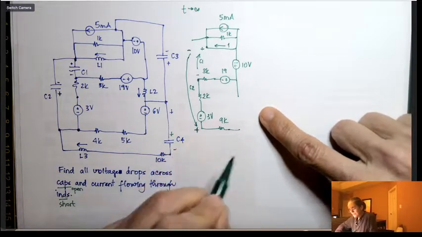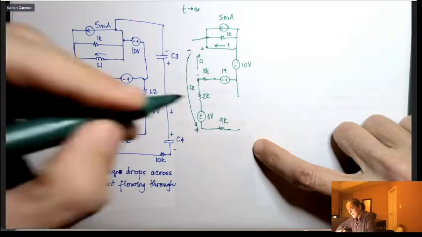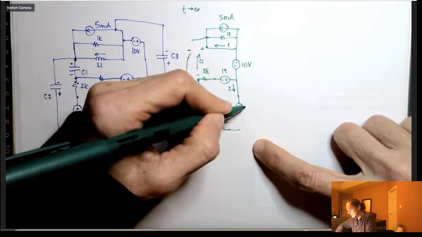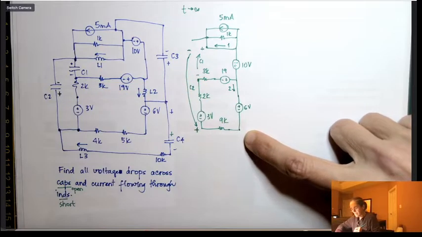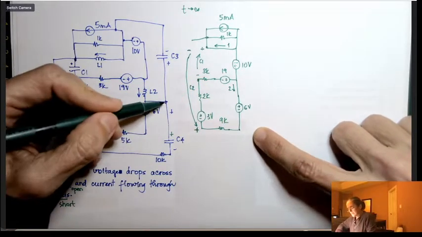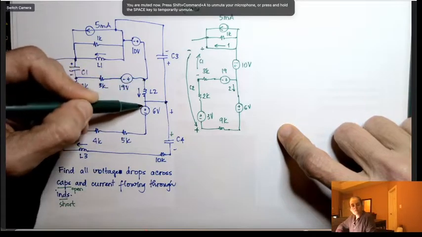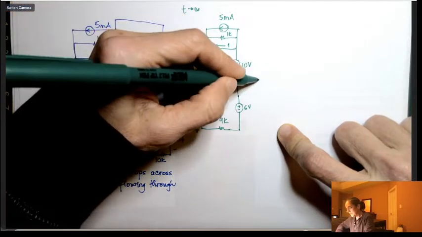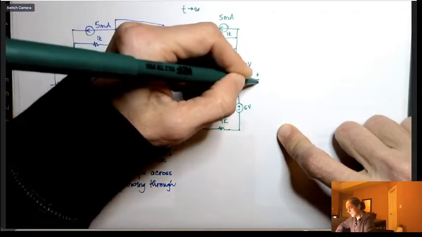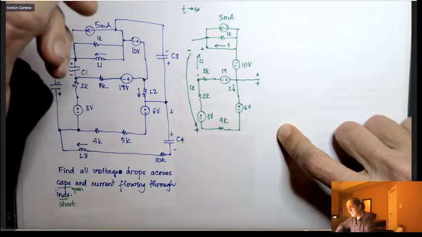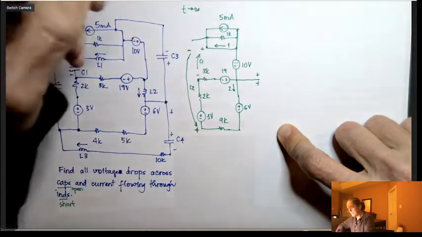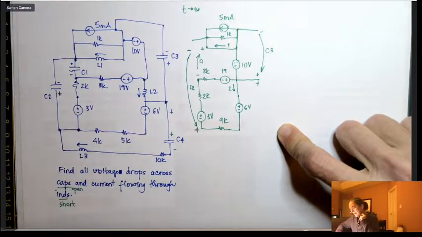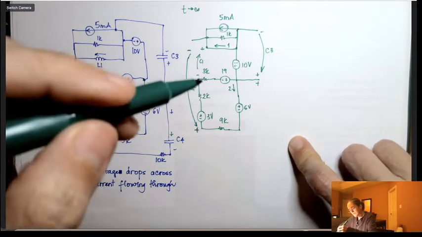But in between 4 and 5 there's nothing. In between L2 and down here there is a 6 volt drop. And this is the plus, so what happens is, because L2 is a short, this here is the plus of the C4 and the plus of the C3. So this here is the plus and plus of C3. And then this is the plus and minus of C4.